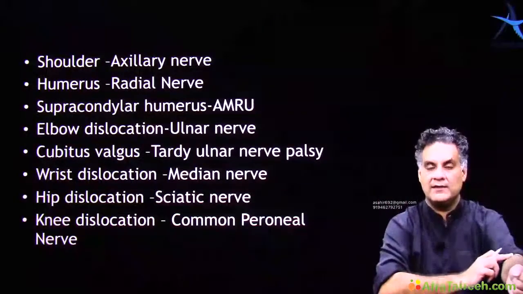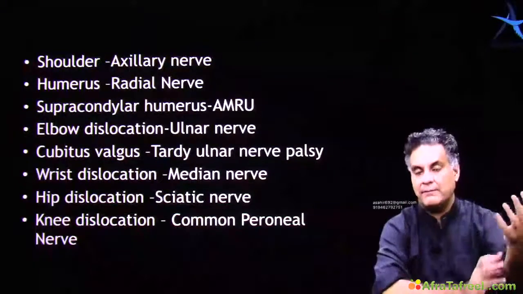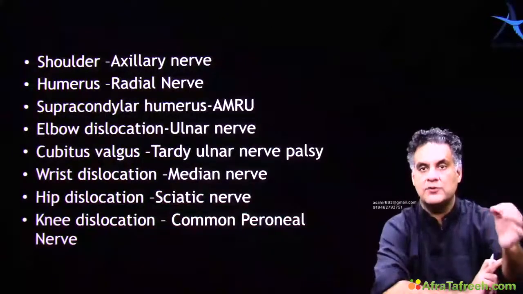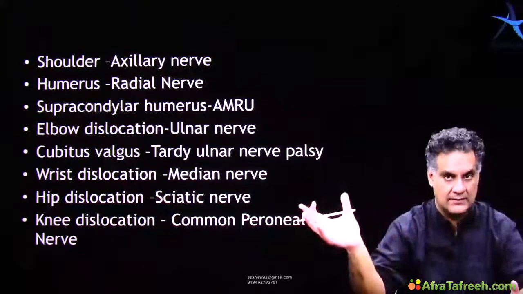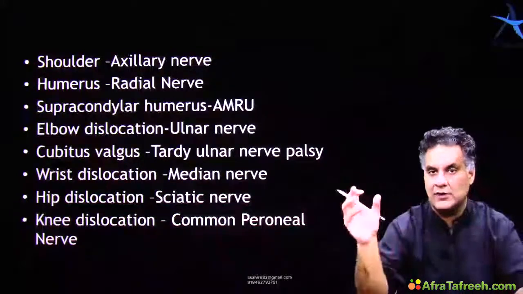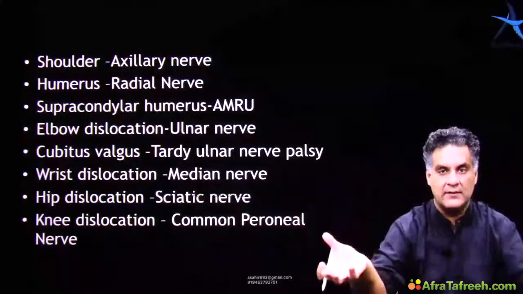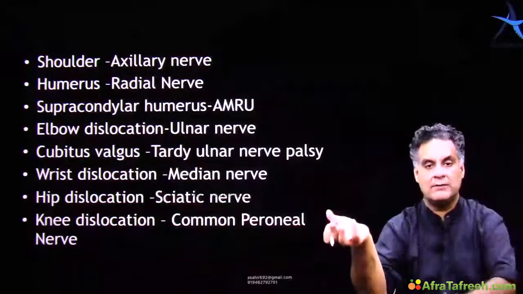Around the head of radius is the posterior interosseous nerve. And when there is a fracture of the upper end of ulna with a dislocated radial head, then the posterior interosseous nerve gets damaged. This is called Monteggia. So in Monteggia, there is a dislocation of the radial head. In the wrist dislocation, it's the median nerve. Around the hip is the sciatic nerve, and around the knee is the common peroneal nerve.